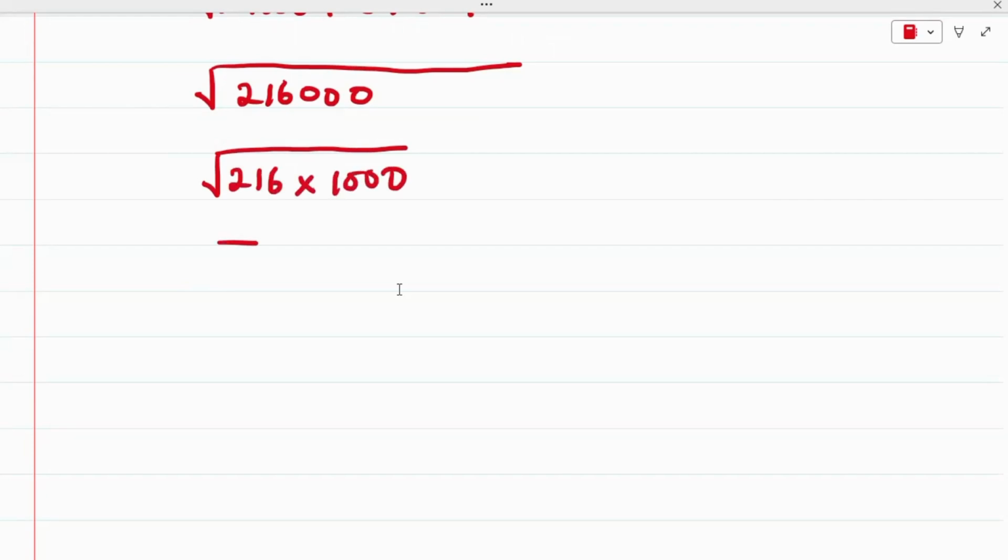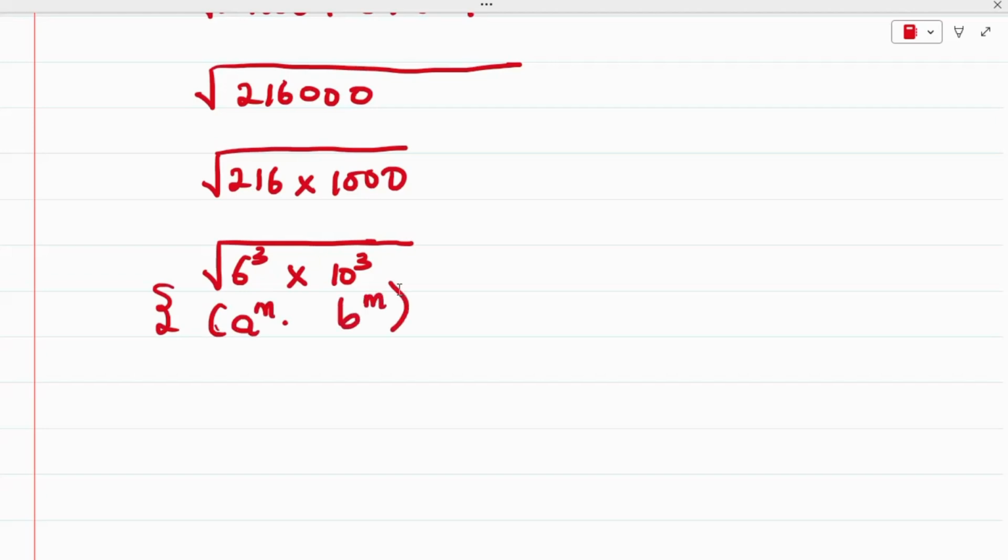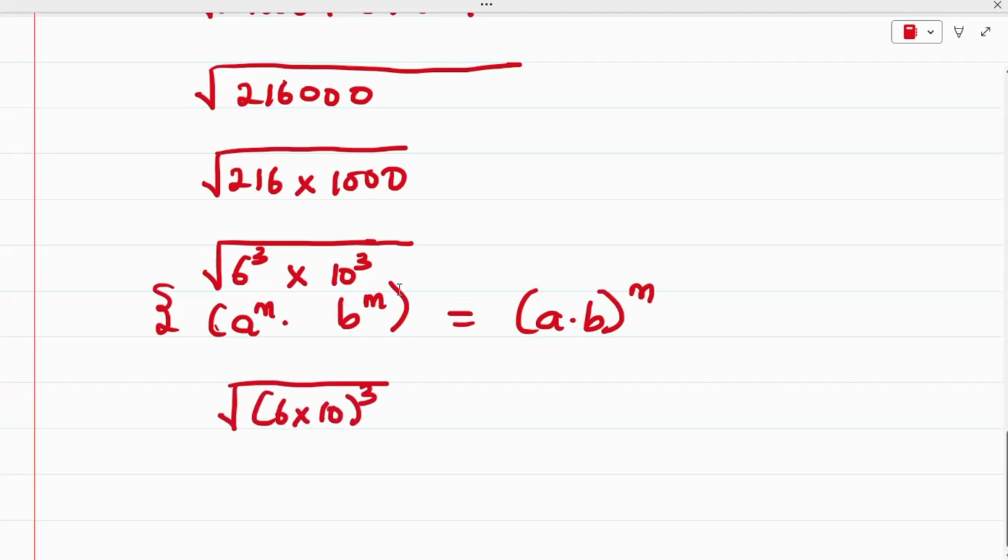So we have this to be the square root of 216 can be expressed in terms of 6 as 6 raised to the power of 3. Multiply 1000 can be expressed in terms of 10 as 10 raised to the power of 3. And we know that if we have a raised to the power of m multiply b raised to the power of m, this can be expressed as a multiply b raised to the power of m. So we have the square root of 6 times 10 raised to the power of 3. This is equal to the square root of 6 times 10, which is 60, raised to the power of 3.